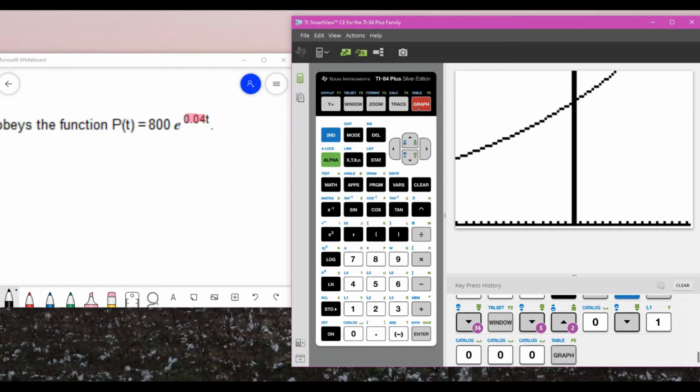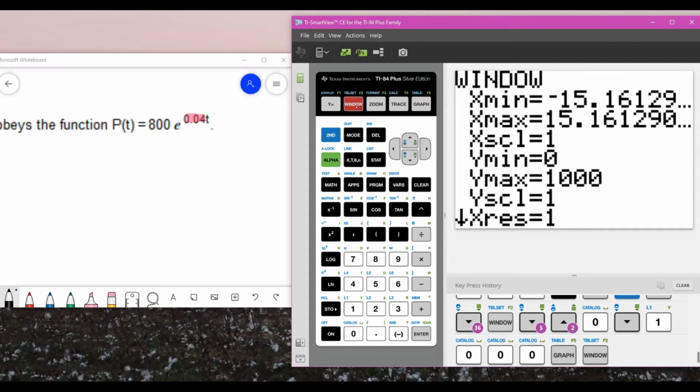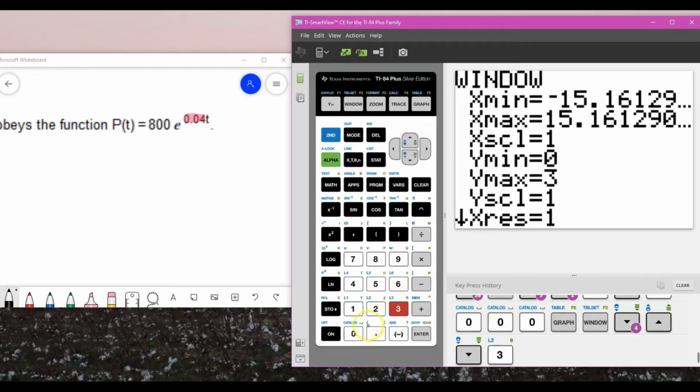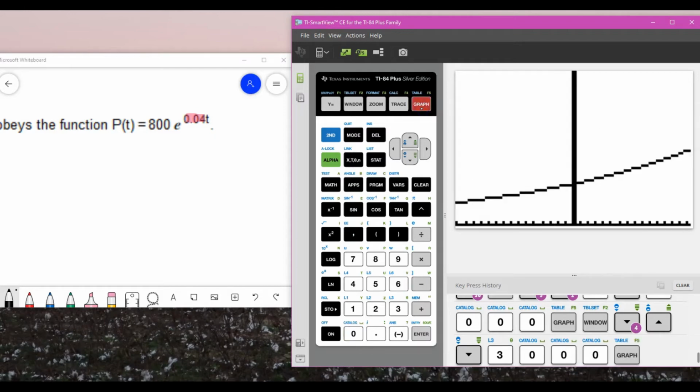So now we can see that curve. And because I'm not seeing the increase on the right here, I'm going to go even higher. Let's say 3,000. Okay, so now we're kind of seeing the full picture of the graph. And let's explore what the next part says.